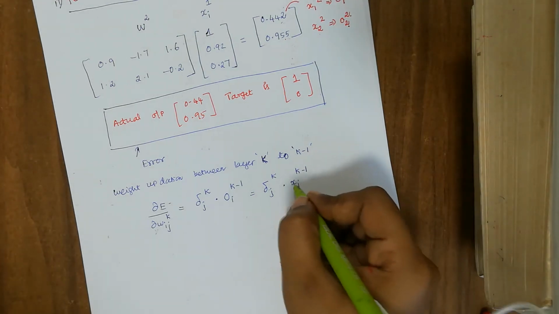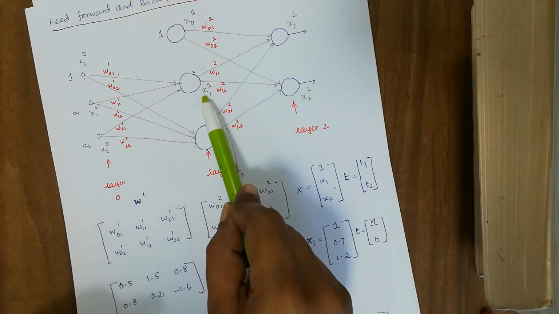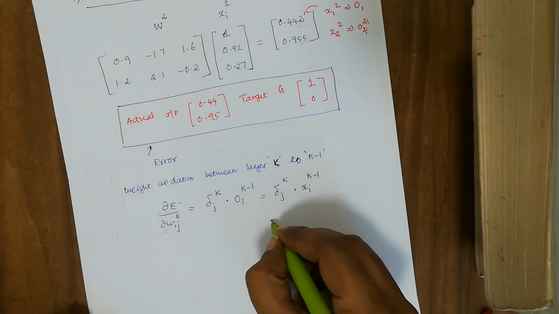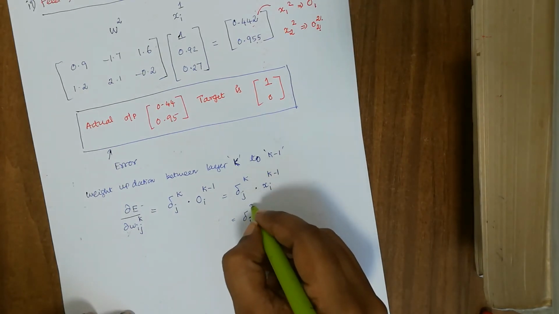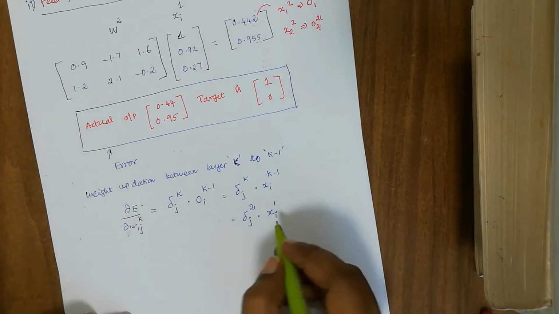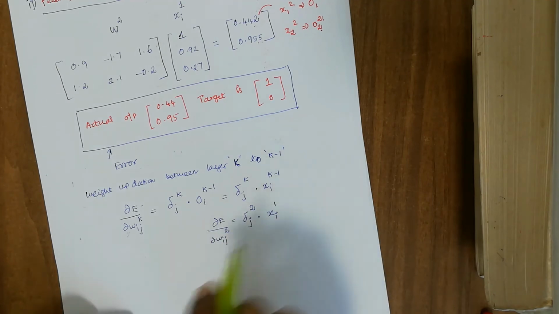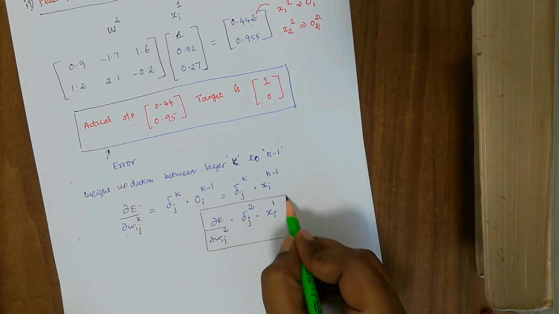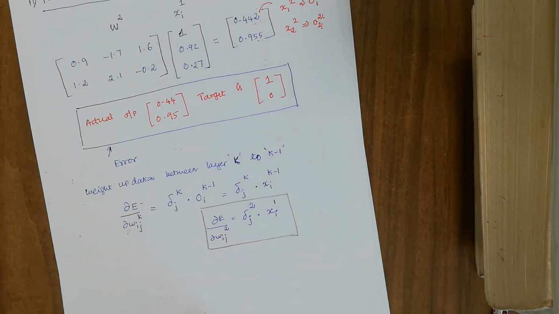Okay, so what is this x_i^(k-1)? This one: x_i in the previous layer, which is x_1^1 and then x_2^1. Now let us compute delta_j^k. The value of k is 2 now, and x_i^(k-1) is 1. So this value we should find out, w_ij^2. Given this, we have to calculate the value of ∂E/∂w_ij^k.